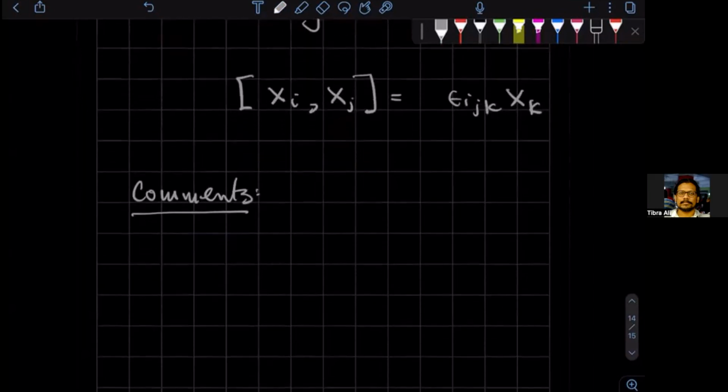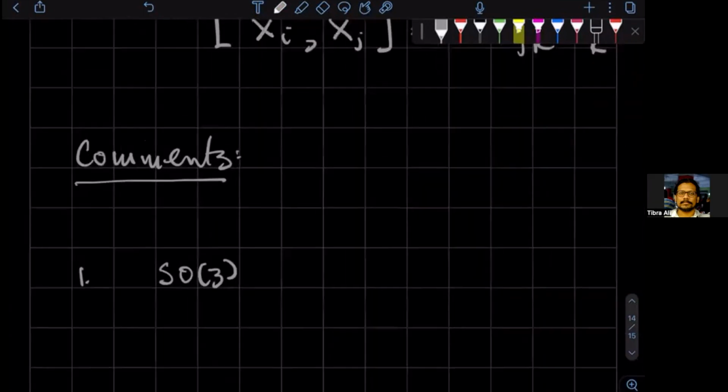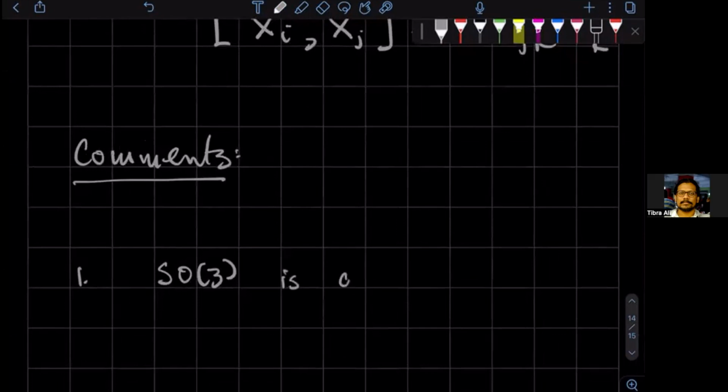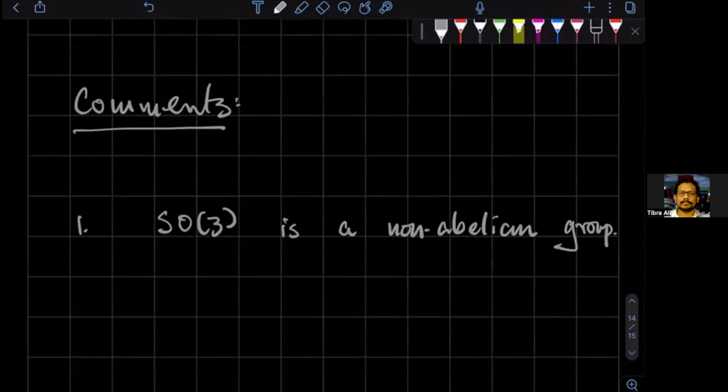First one is that SO(3) is a non-abelian group. Okay. So this is easy to verify mathematically, but physically what we're saying is that rotations in 3 dimensions don't commute.